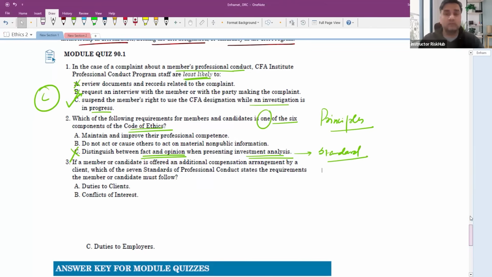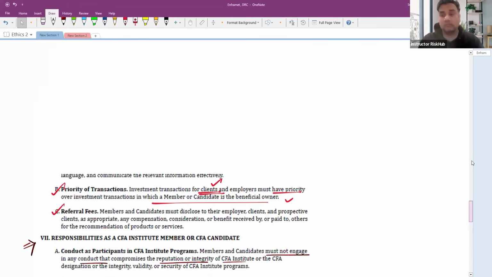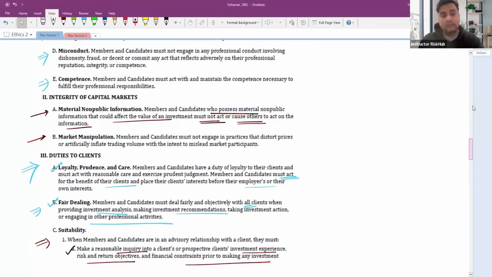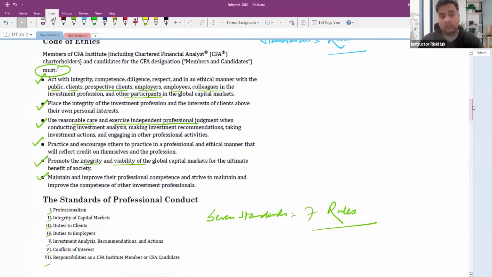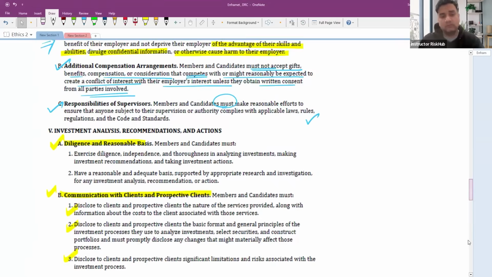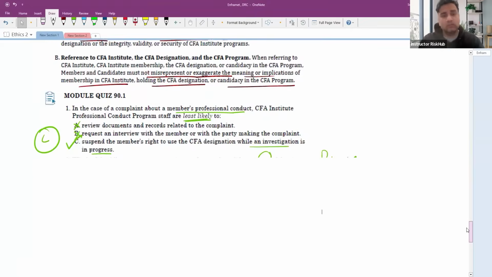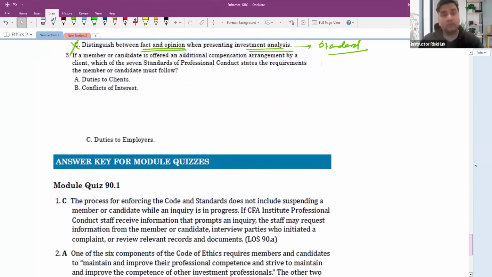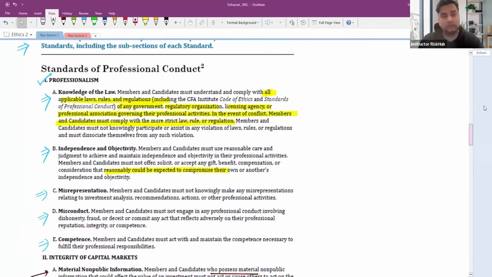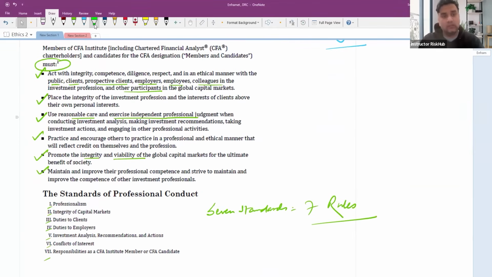Let's look at the options again. I don't want to give you the answer directly; I want you to think. Material non-public information: if you see the code of ethics, there is nothing called material non-public information. So this goes away by elimination. But maintain and improve their professional competence, maintain and improve their professional competence. See, the last thing here.